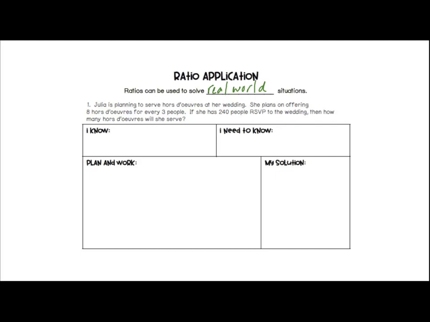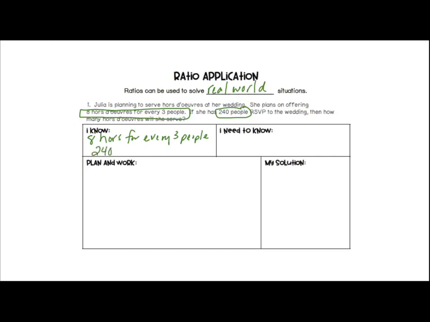Julia is planning to serve hors d'oeuvres at her wedding. Hors d'oeuvres are simply a fancy way of saying appetizers. She plans on offering 8 hors d'oeuvres for every 3 people. There's my ratio: 8 hors d'oeuvres for every 3 people. So I'm going to abbreviate hors d'oeuvres, 8 for every 3 people. If she has 240 people RSVP to the wedding, then how many hors d'oeuvres will she serve?